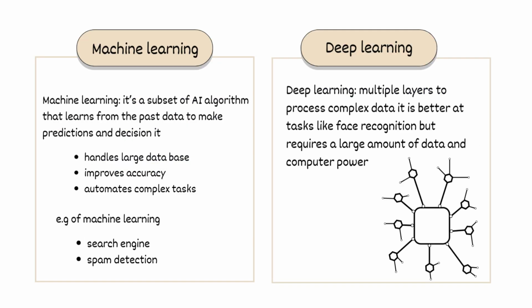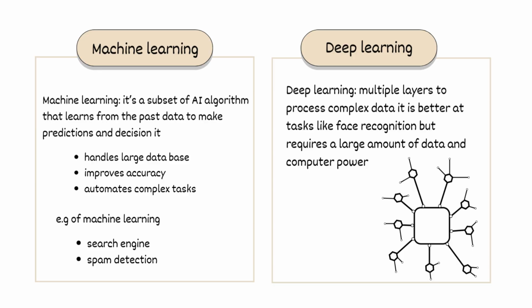Now, both machine learning and deep learning. Machine learning is a subset of AI algorithms that learns from past data to make predictions and decisions, okay? It handles large databases, improves accuracy, and automates complex tasks. It has the reasoning type of thing. An example of it is basically machine learning, which contains both search engines and spam detection, both examples. Now the deep learning.